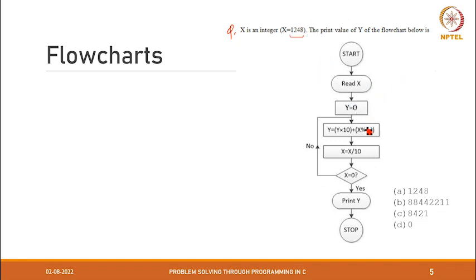Please try solving this. And if you're not familiar with this particular function, basically if you say 1248 percentage 10, it is called the remainder function. It will give you basically 8 here, because it will divide 1248 by 10, and whatever is the remainder, it will give you that. So when you divide it, it will be 124, then 8 will be left. So 8 will be your remainder.